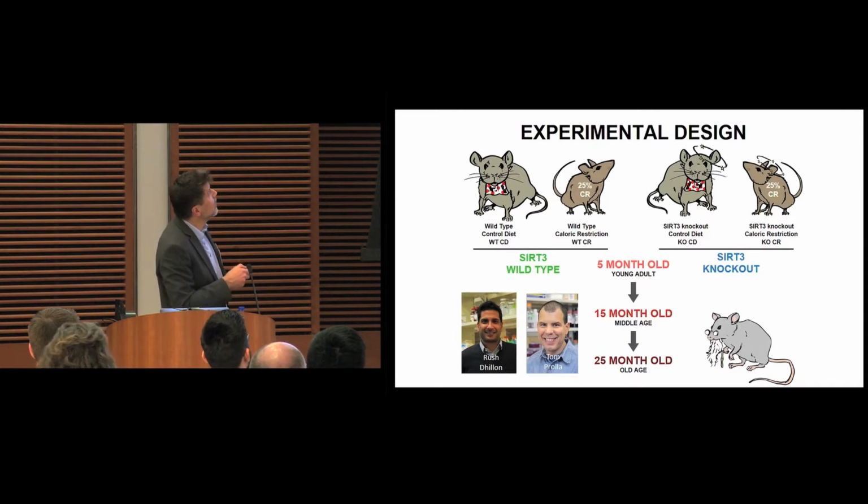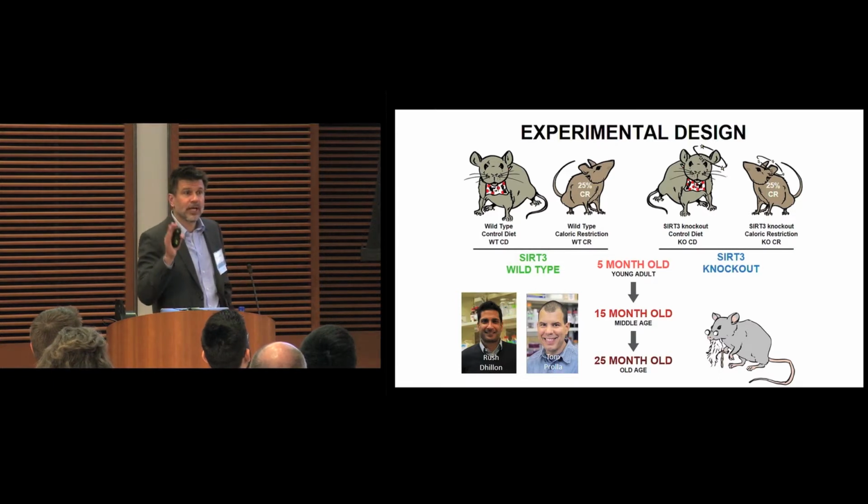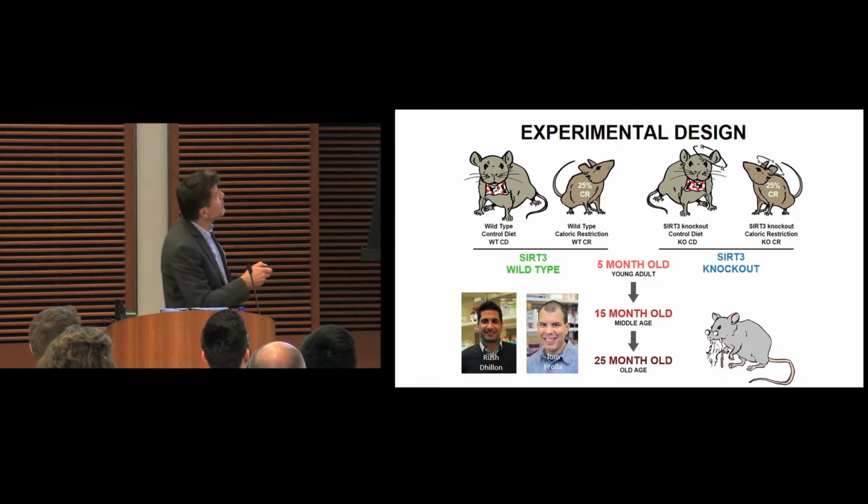So basically we took a wild-type mouse, control diet, versus a calorically restricted diet, so about 25-30% lower calories without malnutrition, okay? Wild type, and then the knockout, notice the little circle, that means the knockout.